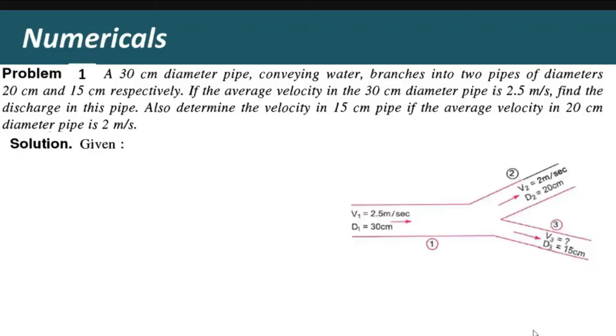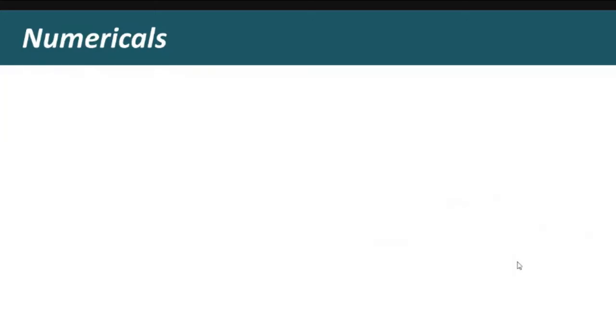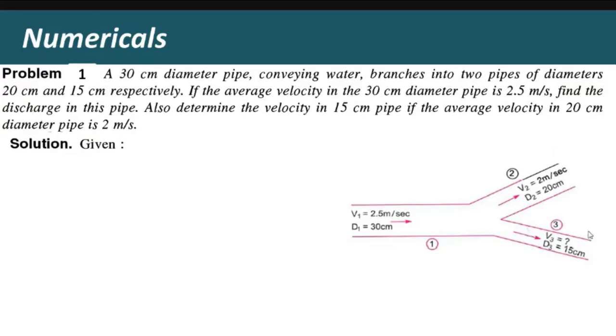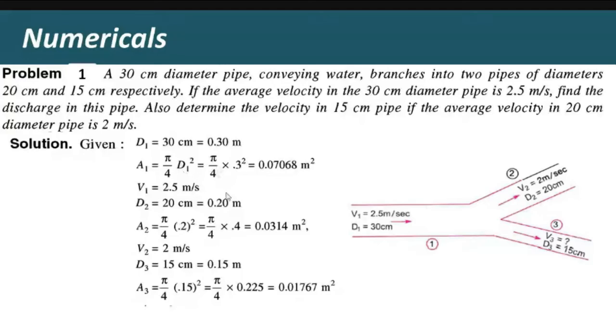Okay. So solution. First of all, what is given? A 30 centimeter diameter pipe. So this is a pipe of diameter 30 centimeter or 0.3 meter. It branches into two pipes. The diameter of one pipe is 20 centimeter, that means 0.2 meter. And the other is 15 centimeters, so 0.15 meter. For D1, A1 is pi by 4 D1 square, so pi by 4 into 0.3 square. So it is 0.07068 meter square. Then V1 is 2.5, given.